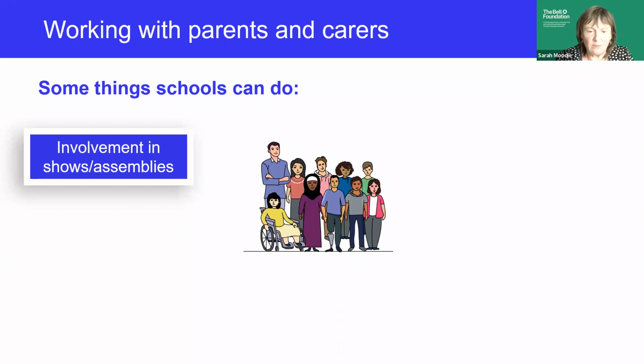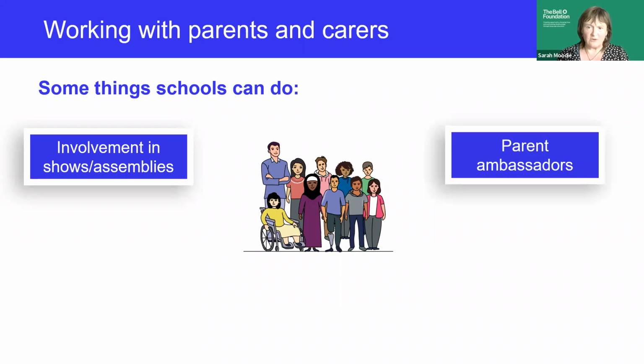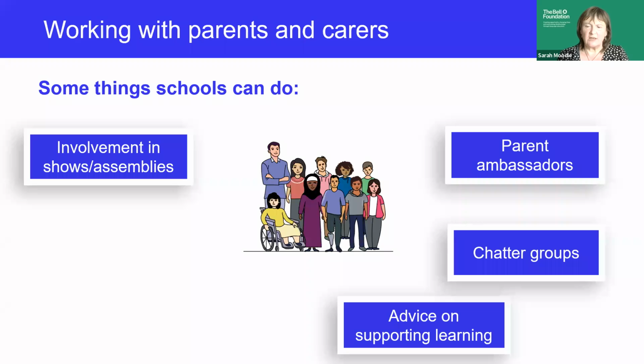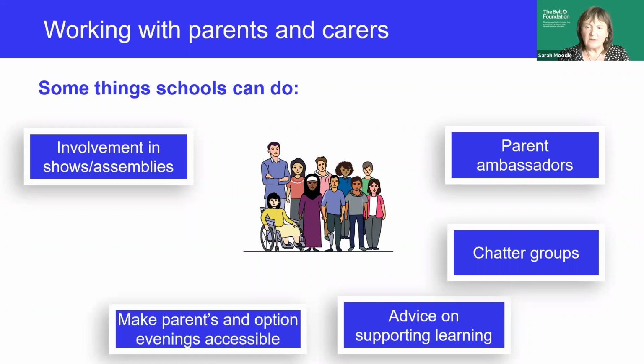Some schools have appointed parent ambassadors to help welcome new parents into the school, and perhaps to run coffee mornings or chatter groups in which parents can network, ask questions, and voice concerns or opinions, which the ambassadors can then duly feed back to the school. Parents also welcome advice on how to support their children's learning at home, including the maintenance and development of their home language. Very important is to make parents' evenings and option evenings for Key Stage 4 and 5 accessible through provision of interpreters. This will make a big difference.